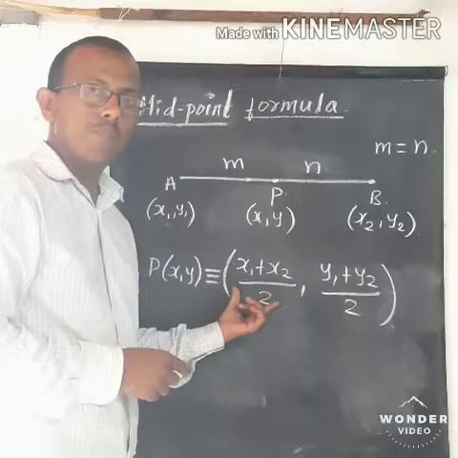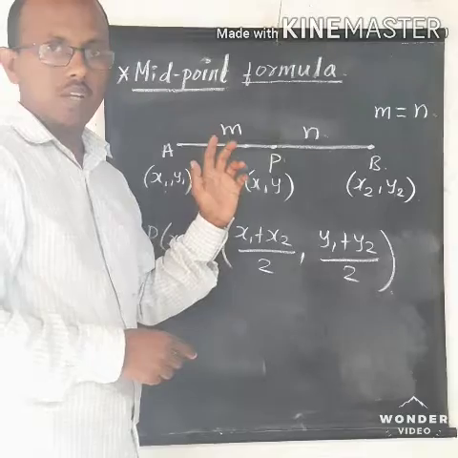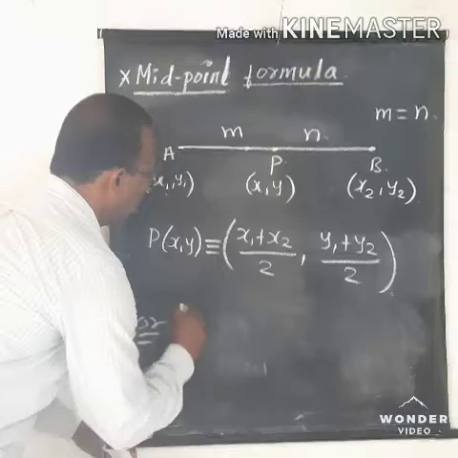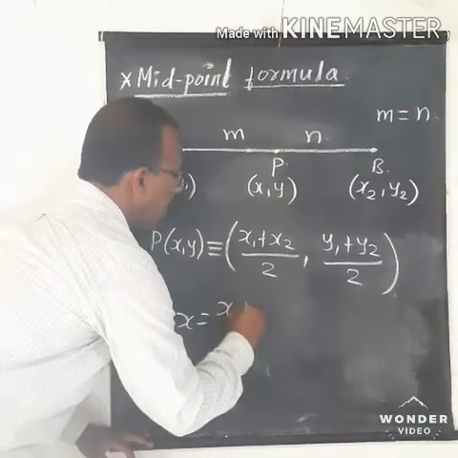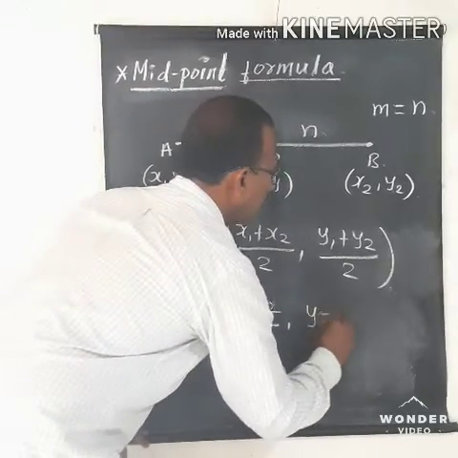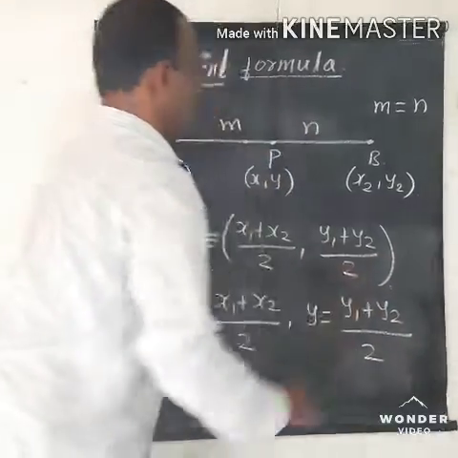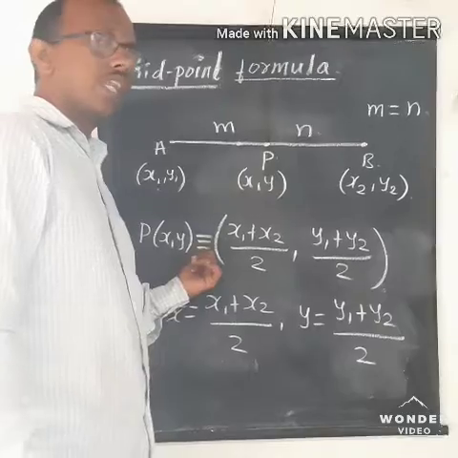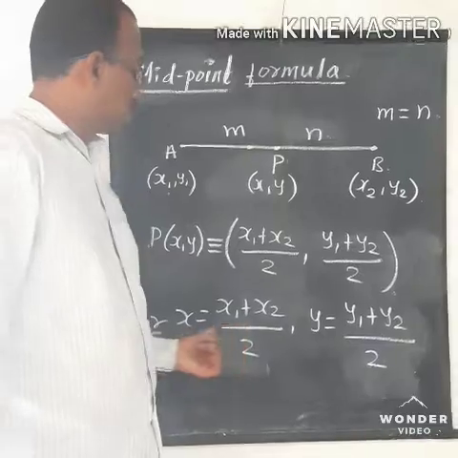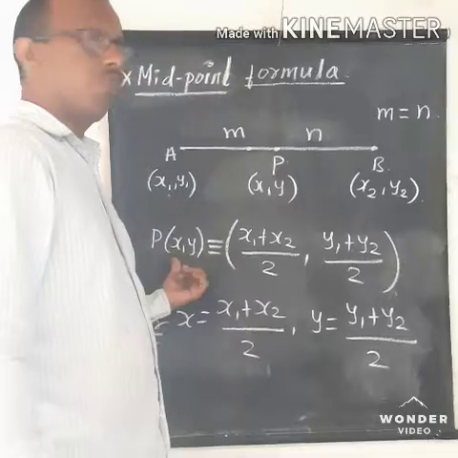Now when to use this midpoint formula? When P is the midpoint of segment AB. Also we write x is equal to (x1 plus x2) upon 2 and y is equal to (y1 plus y2) upon 2. So here also we can use this formula directly, or separately we can find the values of x and y. Finding the values of x and y is nothing but finding the coordinates of point P.